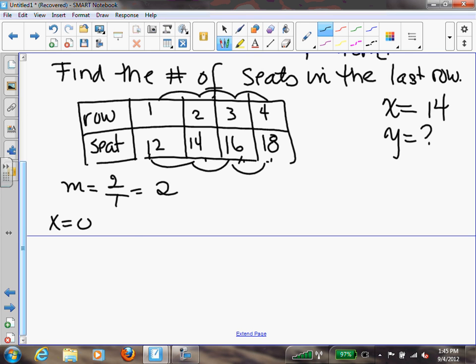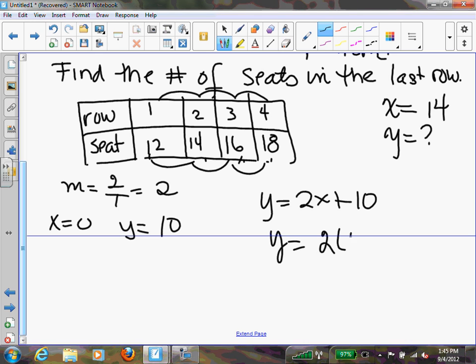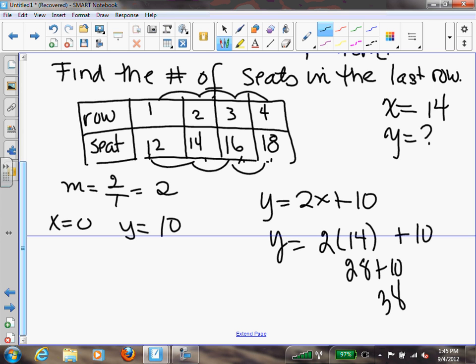When x is 0, what is y? Right? Isn't that my y-intercept, right? So what's the equation of my line? So there's my equation. Now I want to finish the question. When I need to go to the 14th row, y is going to equal 2 times 14 plus 10. Right. Making sense? Okay. Not so bad?